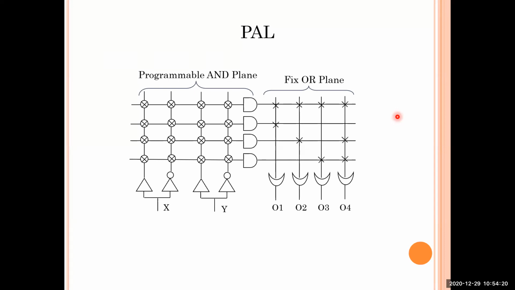Now, whenever we use these clocked functions, this PAL still has a fixed OR plane. Therefore, PAL is much faster than the PLA. So this is regarding what is meant by PLA and also the PAL logics, the two types of PLDs.